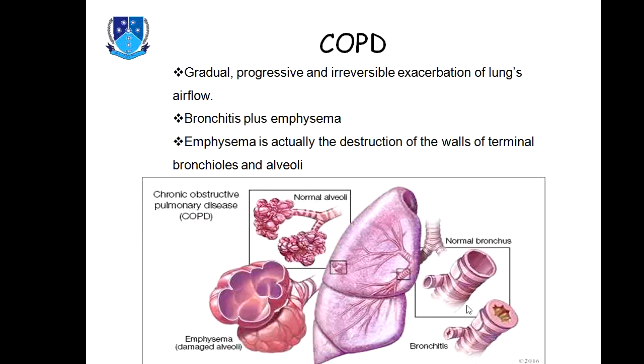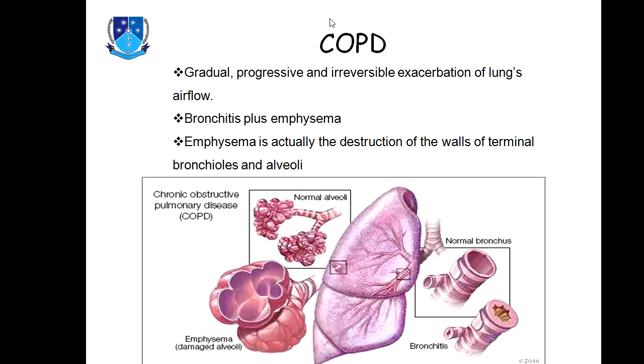The third one is COPD, chronic obstructive pulmonary disease. In chronic obstructive pulmonary disease, there is the word chronic. Chronic means gradual and progressive and irreversible exacerbation of the lung airflow. And in COPD, the airway becomes gradually destroyed. The airway goes to destruction gradually. There is chronic destruction of the airway.